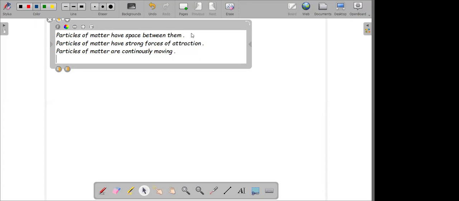Now, we do states of matter. So matter exists in three states around us.